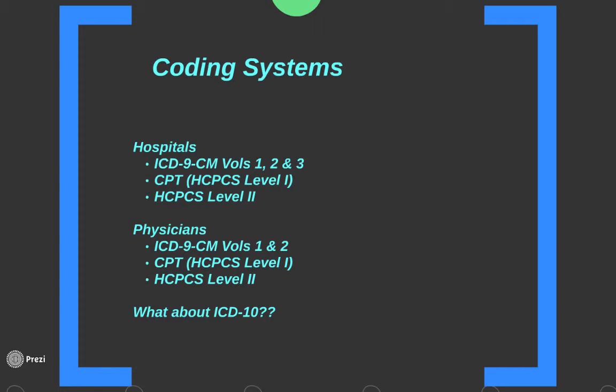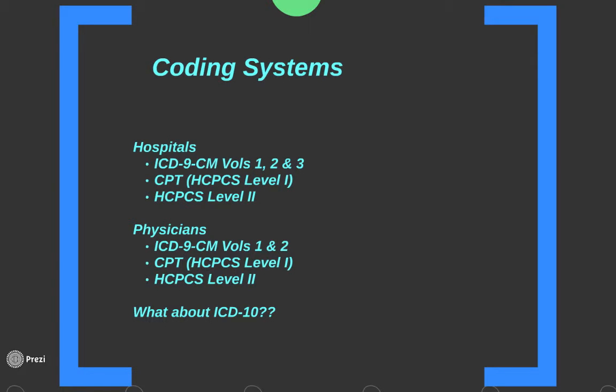And then HCPCS Level 2, for procedures and services as well. The ICD-9 code set and the HCPCS code set are really maintained by government agencies, whereas CPT is wholly owned and operated by the American Medical Association. So it's a little more difficult, it's more expensive. The other ones are public use code sets, whereas CPT you have to purchase. So it's a little bit different.